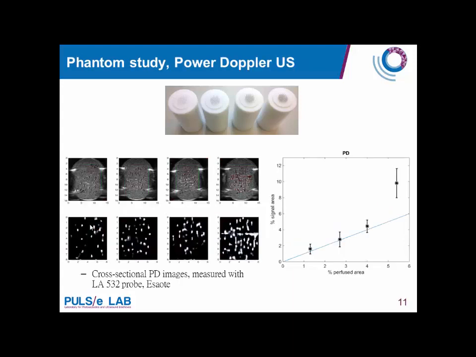This is the verification with power Doppler ultrasound. Again, on the left, the top row, you see the raw power Doppler images. On the lower row, you see the filtered power Doppler signal. And again, the amount of signal is directly proportional to the real perfused area. We see the same overshoot in the most perfused phantom.